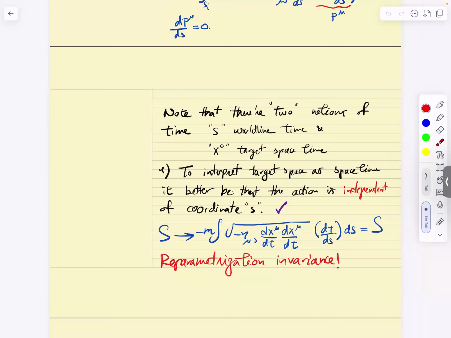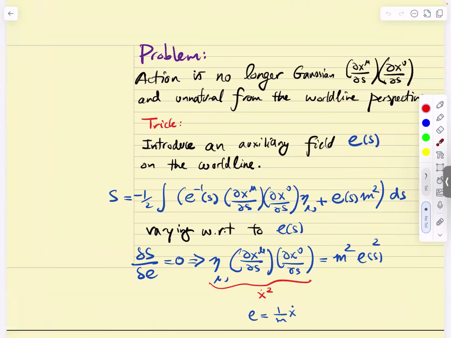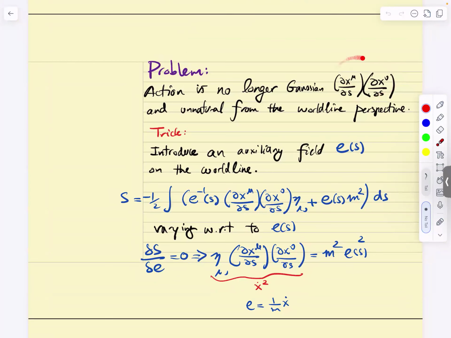So two issues. One is that the action doesn't look conventional, but it's sort of required by this feature, which is reparameterization invariance, which is perhaps new, but it's sort of needed for interpreting the target space as space-time. Everyone is with me? I haven't lost you guys yet? All right. So to repeat, the problem is that the action is no longer Gaussian. It doesn't look like this, and it's unnatural from the world line perspective. Sorry, it's natural from the world line perspective, but it's unnatural from the field theory point of view.